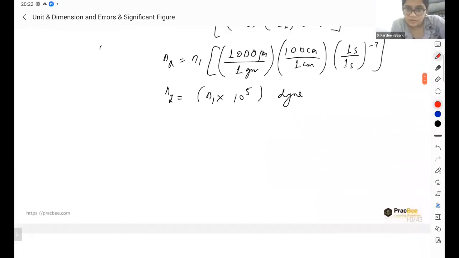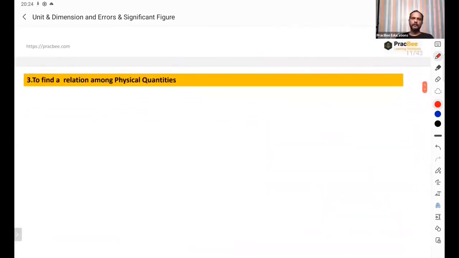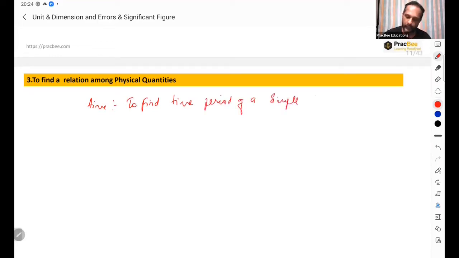Fine. Now I come to the third application: to find a relationship among physical quantities. Suppose you become a scientist. Okay, Fardeen, now you are a scientist and you do a simple experiment, and the aim of the experiment is to find the time period of a simple pendulum. This is the experiment.